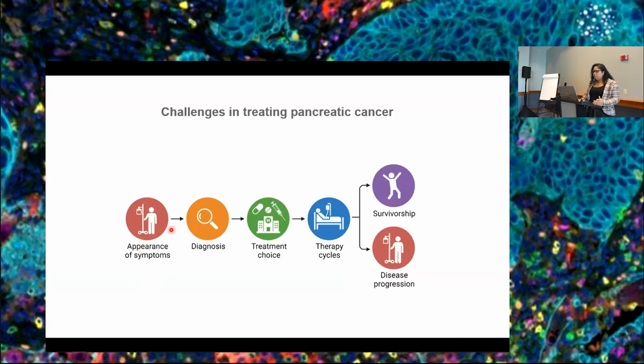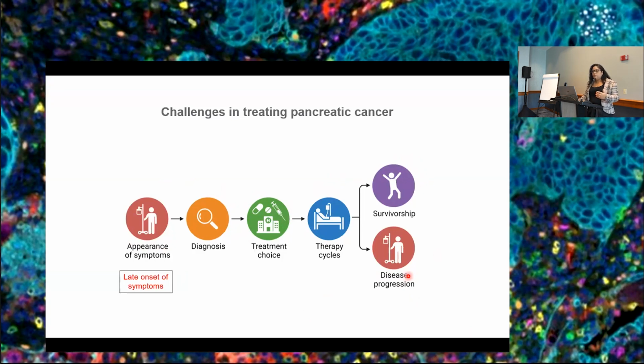So from left to right, this diagram shows the natural course of cancer in general, where the appearance of symptoms is followed by the diagnosis. Then this will lead to the treatment choice and treatment regimen. And if the treatment is effective, we have a good response. Otherwise, we have disease progression. But why is pancreatic cancer so challenging? First, because we have challenges in each of these steps.